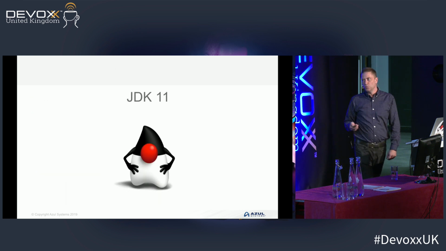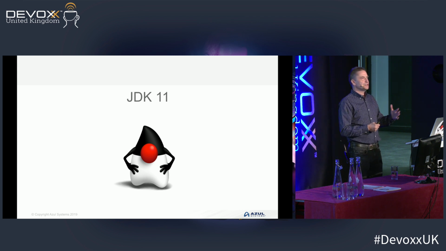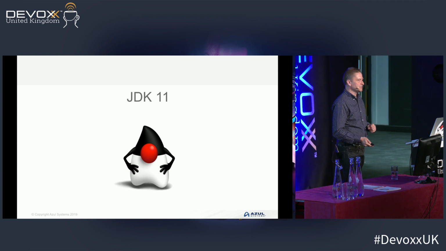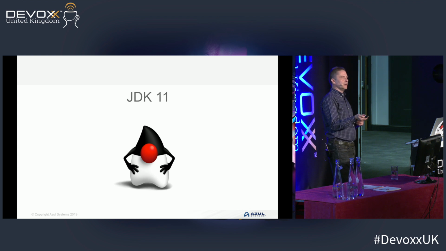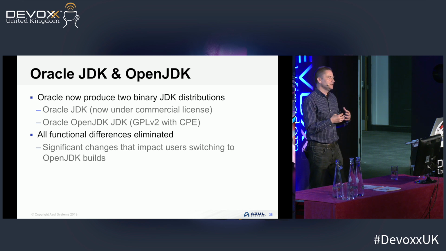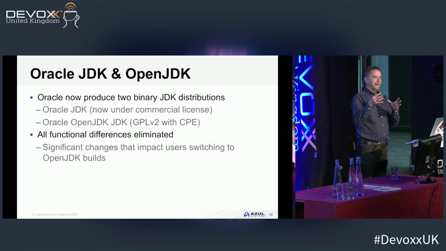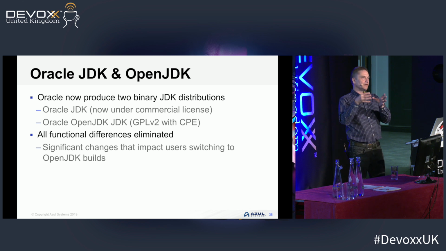JDK 11. What did we get in JDK 11? Because obviously a lot of people are thinking of moving to JDK 11 because it's a long-term support release, this is probably the one that, cumulatively with JDK 9 and JDK 10, is most important. Well, the big thing with JDK 11 was Oracle made a decision about how they wanted to develop Java and how they wanted the Oracle JDK to relate to the OpenJDK.